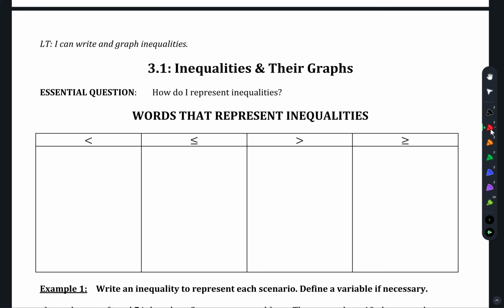Starting Unit 3. We're going to talk about inequalities and their graphs. First, we're going to talk about the different inequality symbols and words that we use to represent them. So first off, in this box on the left-hand side, we have the symbol for less than.